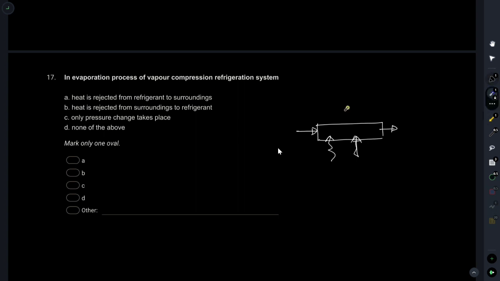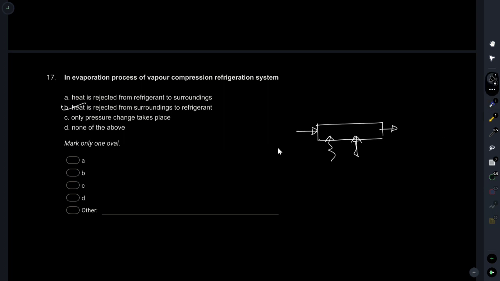Heat is rejected from refrigerant to surrounding. No, this is not the correct one. That means here the refrigerant is accepting heat, getting heated. The next statement: heat is rejected from surrounding to the refrigerant. Okay, so this is the correct one. That means the surrounding is rejecting heat to the refrigerant, so the refrigerant is getting heated. So option B will be the correct answer for this one.